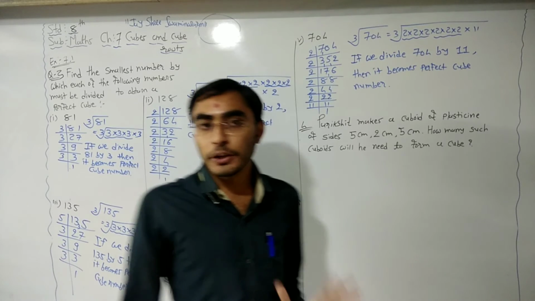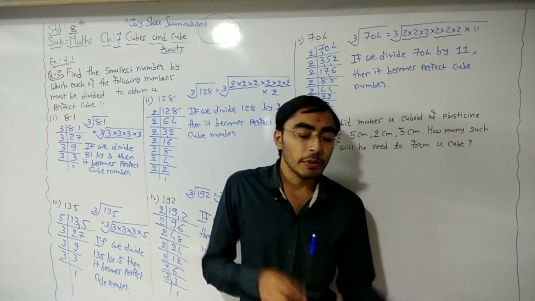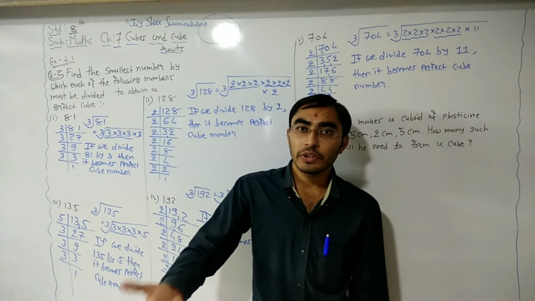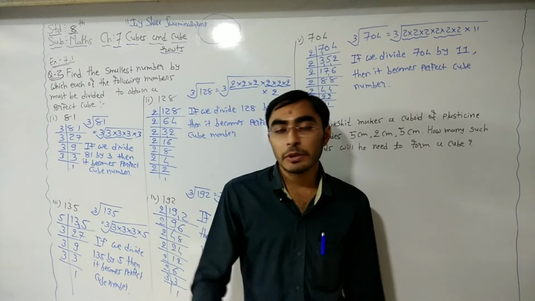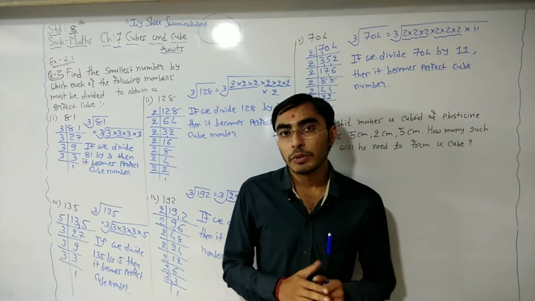Okay, so in division what we need to do? We need to use the prime factorization method. We need to make the pair of 3 numbers. Whatever number is extra for us, we need to divide by the same number, so that number will be cut and the number becomes a perfect cube number.